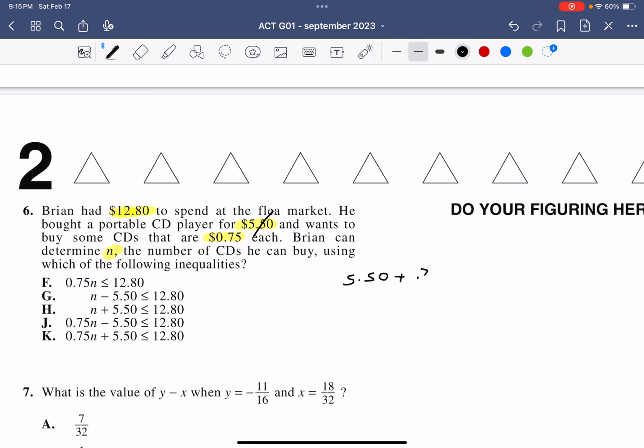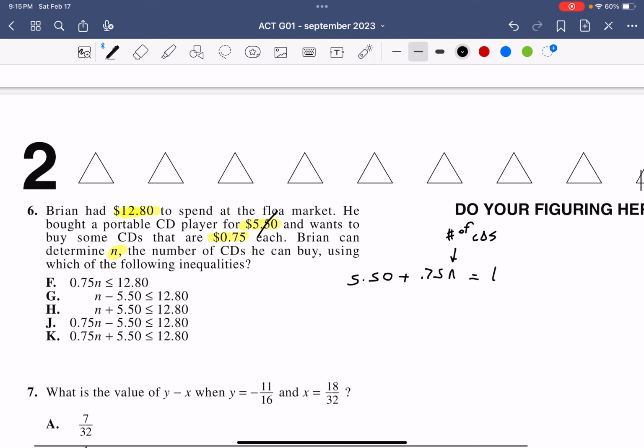So really for every CD he gets at 75 cents, you have to multiply it by N, which is the number of CDs. And then this would be equal to the total amount of money that he has. And this is assuming that he spends all his money. So like I said in the beginning of the problem, it's easier to start the problem out for inequalities by writing an equation and then at the end swapping out the equal sign for an inequality.